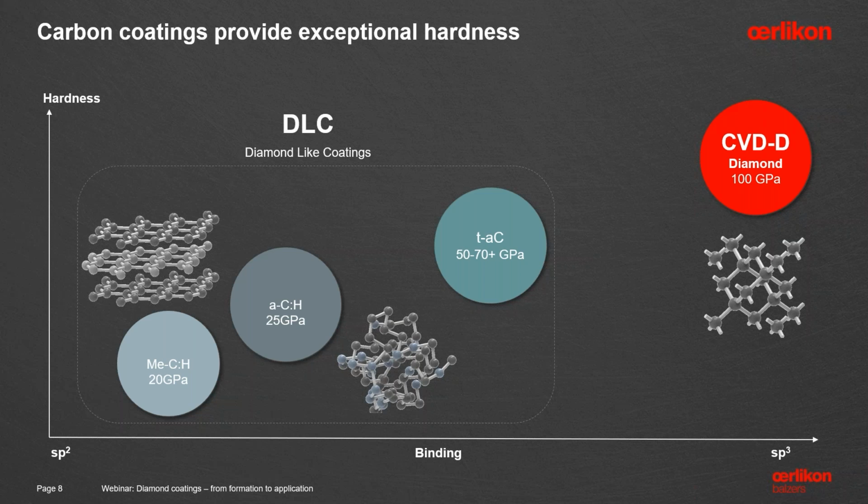I will explain a little bit later on, but you see on the x-axis here we differentiate the so-called sp2 atom structure to sp3, the three-dimensional diamond structure. And the DLC coatings have, I would say, only a mix of such structures, especially partially of the sp3 structure. So the DLC coatings are a little bit harder than, I would say, traditional PVD coatings, but they do not reach the very high hardness of pure sp3 structure, which is CVD diamond.